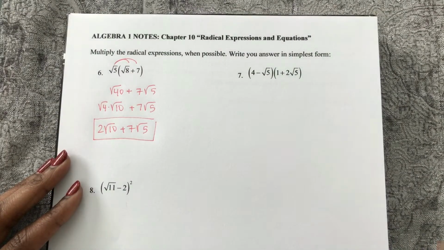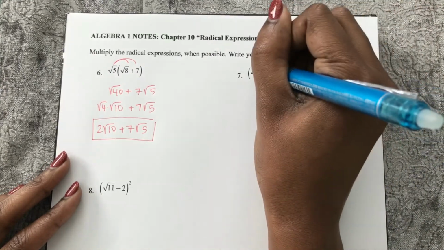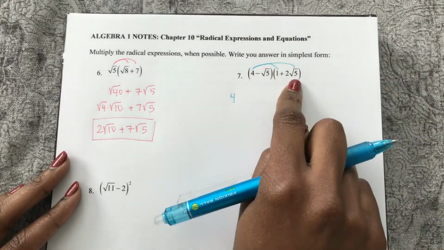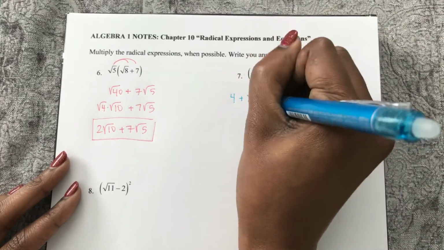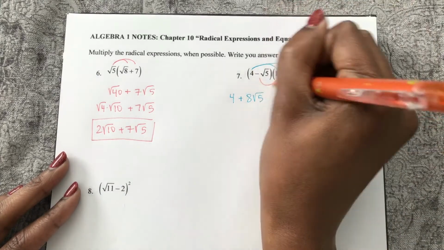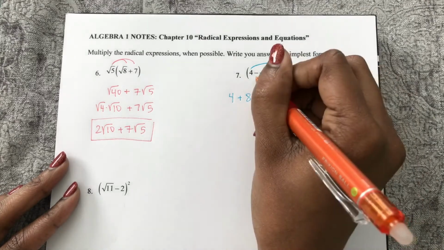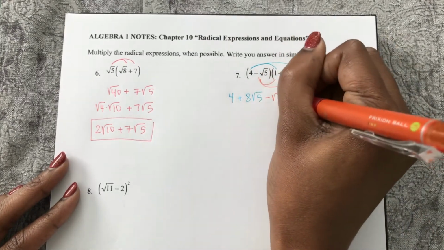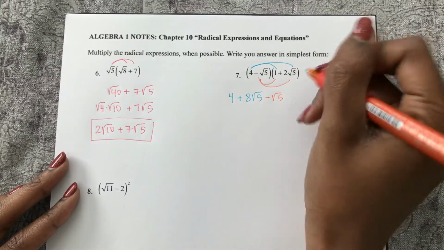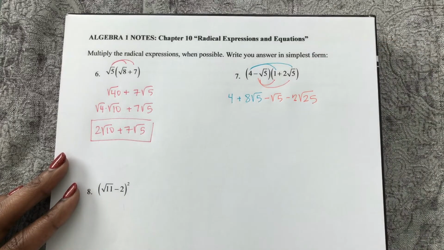Now, number 7, we need to FOIL in order to multiply these. 4 distributed to both terms. 4 multiplied by 1 is 4. And 4 multiplied by 2 square root 5 is 8 square root 5. So now I will distribute my negative square root 5. Negative square root 5 times 1 is negative square root 5. And negative square root 5 multiplied by 2 square root 5 is negative 2 square root 25.